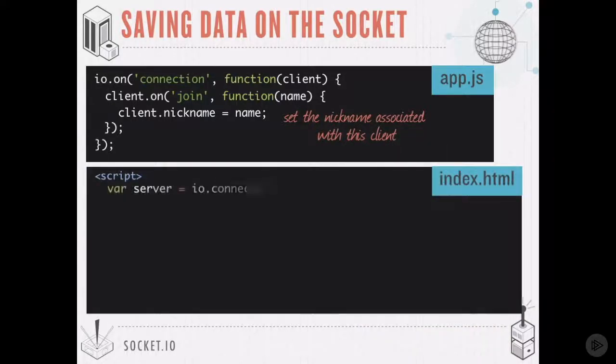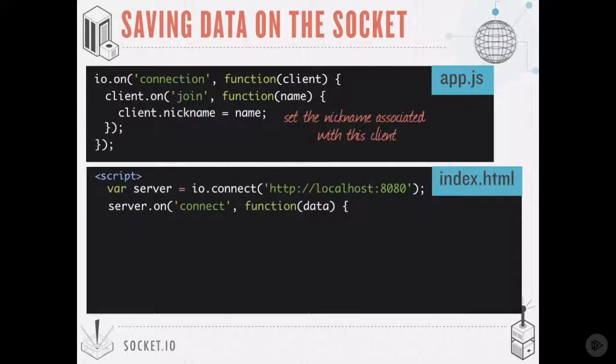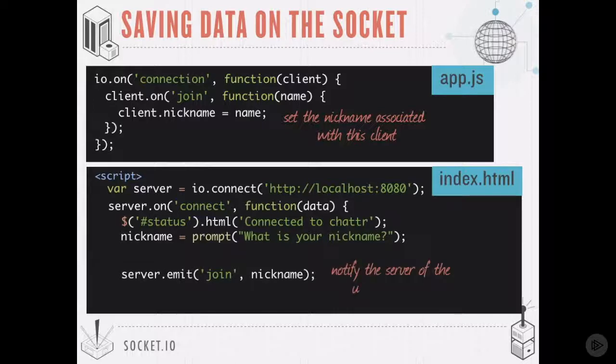Then back on our client, when we connect to the server, we're going to print out a little status so we know that we're connected. Then we'll prompt the user, call that simple JavaScript function prompt, what is your nickname? Then we'll take that value and emit the join event, sending in the nickname back to the server.